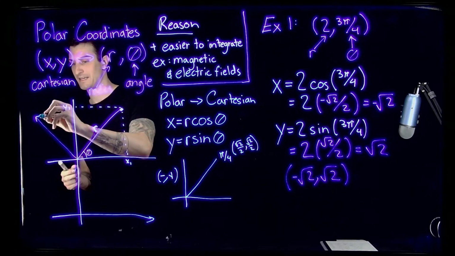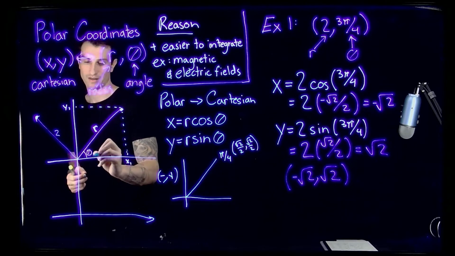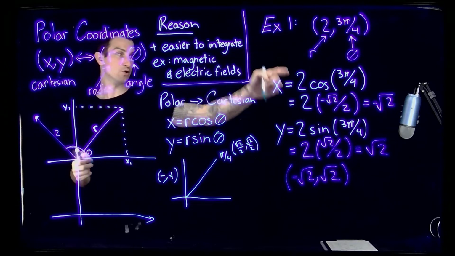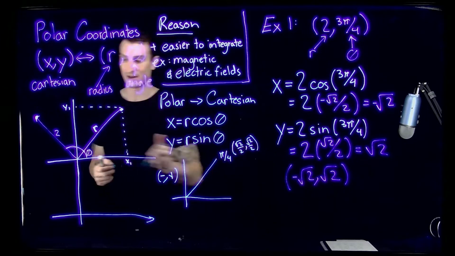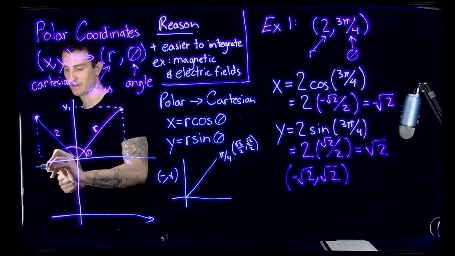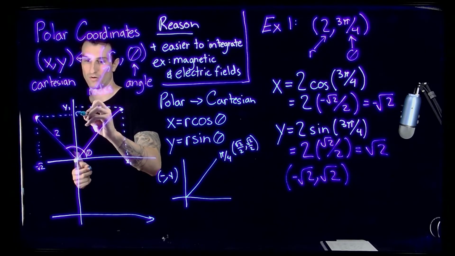And this radius here, so you could think of this as a dot, this radius has a value of 2. The angle from here is 3 pi over 4. So what we're doing is we're finding the associated x and y value. So if we drew a line straight down, right, my x value would be negative rad 2, and my y value would be rad 2.